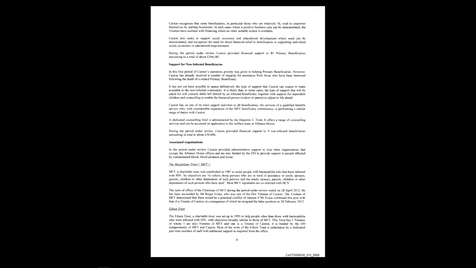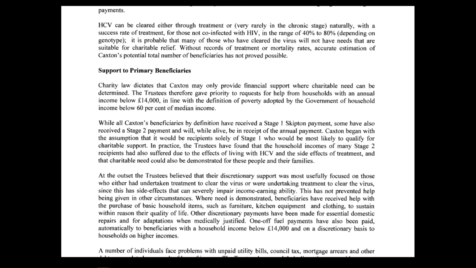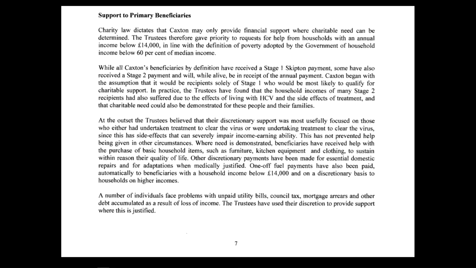Can we turn to page 7, please? Support to primary beneficiaries. We can see there the charity law dictates Caxton may only provide financial support where charitable need can be determined. The trustees therefore gave priority to requests for help from households with an income below £14,000 in line with the definition of poverty adopted by the government of household income below 60% of median income.